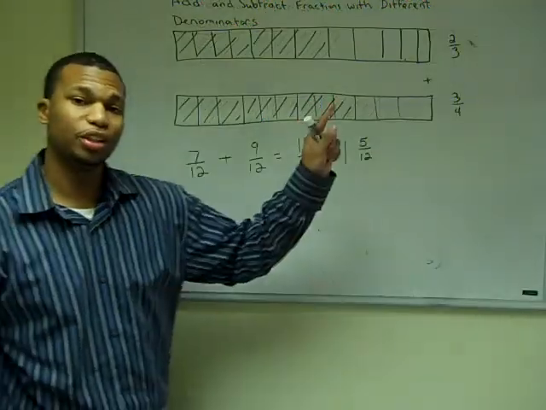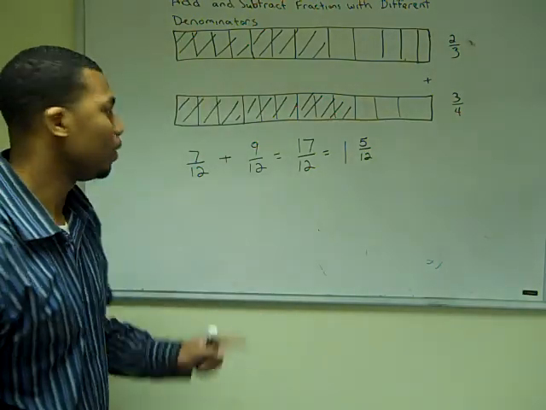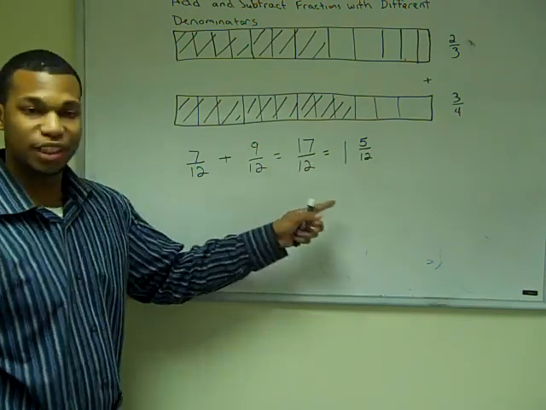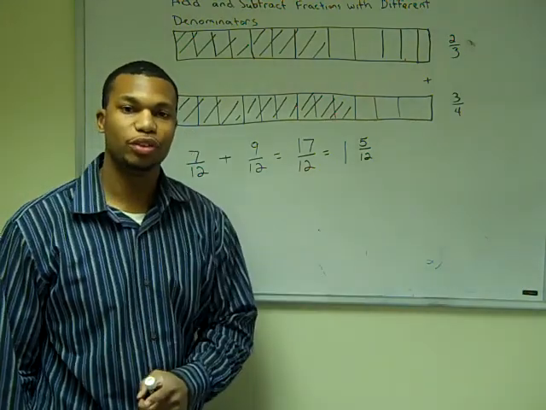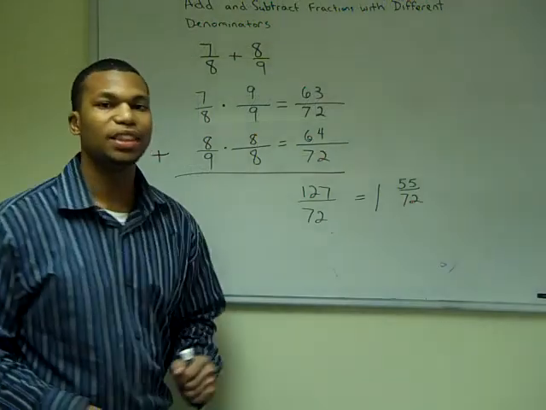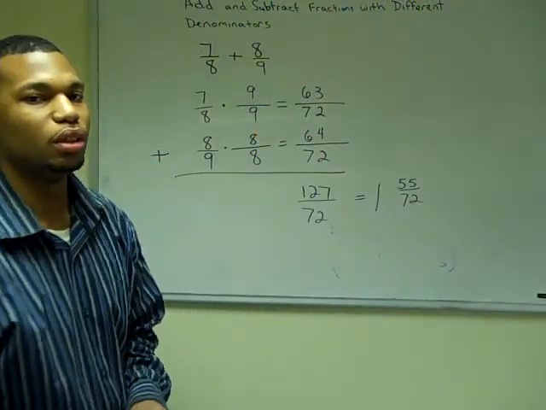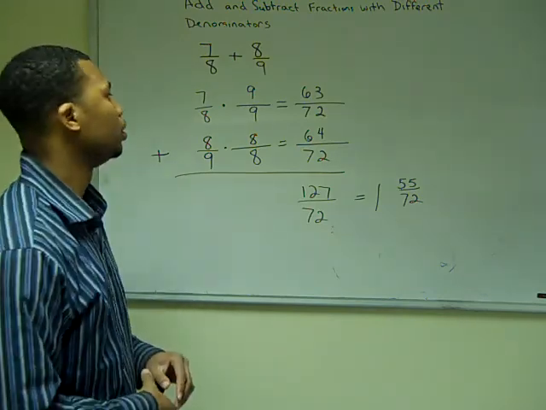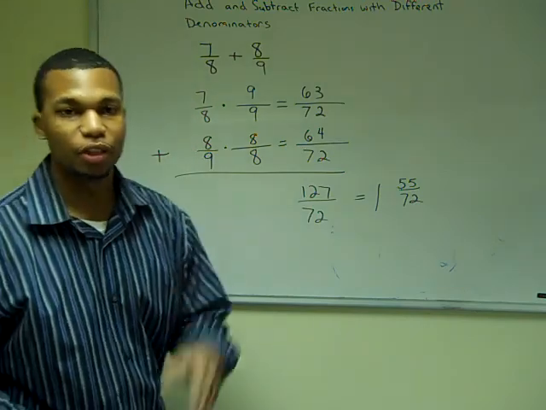Now if I take 2/3 and 3/4 and cut them up into 12ths, I now have 8/12 plus 9/12, which gives 17/12, which is the same as saying 1 and 5/12. Now let's look at this mathematically. In this example, we're going to add 7/8 plus 8/9. So the first step, we're going to find a common denominator. So we'll set up our 7/8 and our 8/9 vertically.